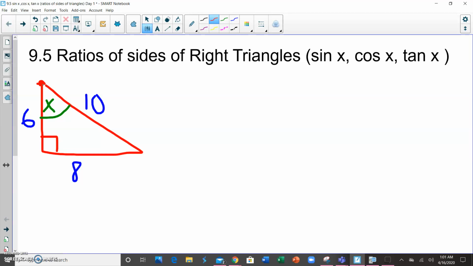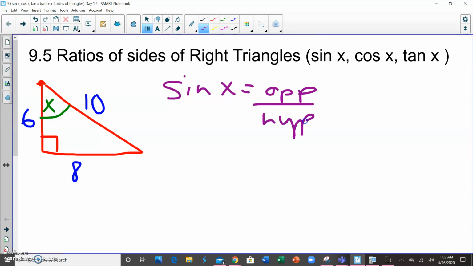All right, so now what I need to do is I need to say, okay, well, what is the sine of x, and how do I find the sine of x? The sine of x is the ratio of 2 sides of the triangle. So which one do I use, 6, 8, and 10? And which one do I put on the top, and which one do I put on the bottom? All right, so I can only use 2 of them. One has to go on the top, one has to go on the bottom. So the sine of x is always the opposite side divided by the hypotenuse.